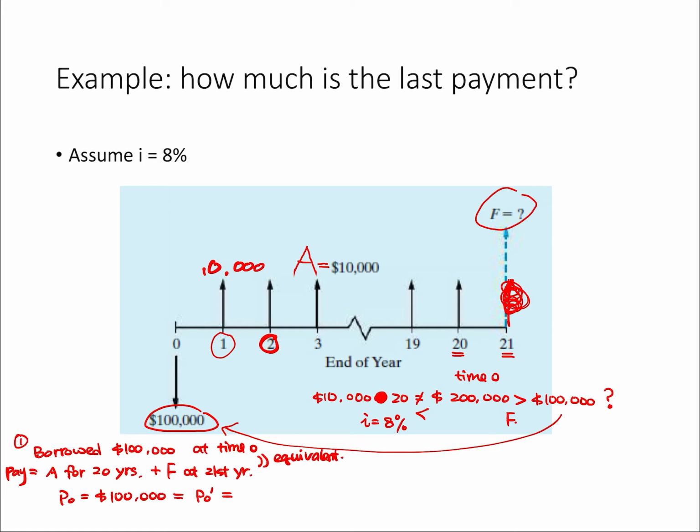So you have 10,000 going on. And the first thing is you convert these annuities back to time 0. So that's your P0 prime from the annuities. And another cash flow is to convert this future lump sum back to time 0 too. So you're gonna have your P0 prime from that future. Okay?